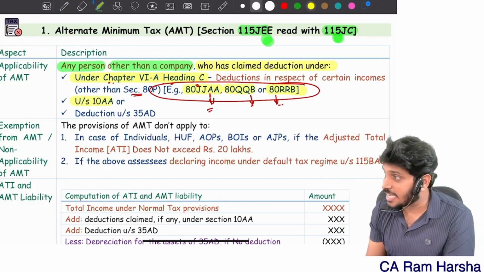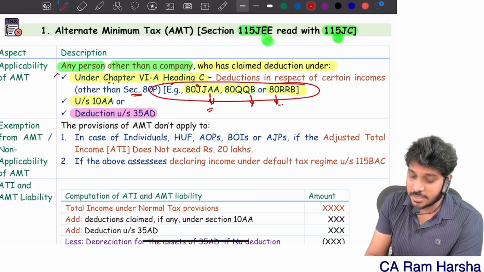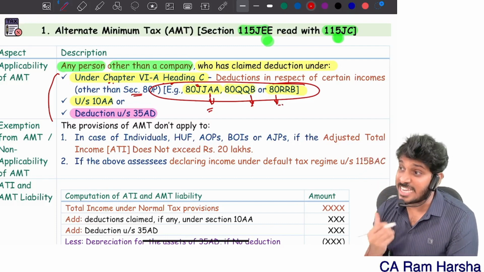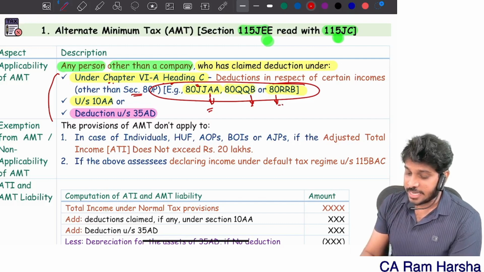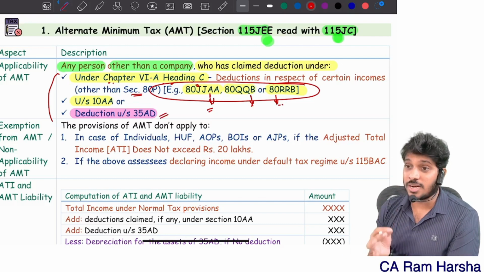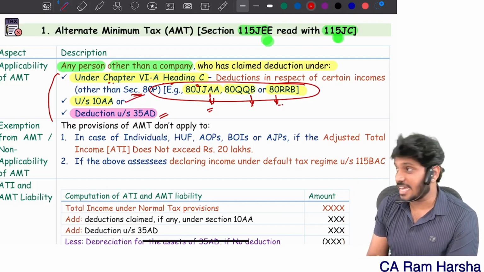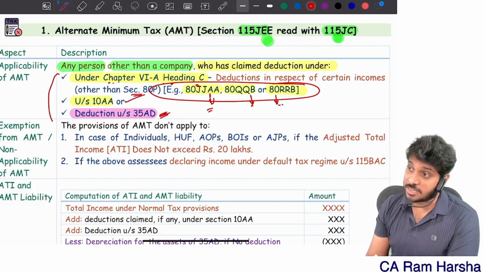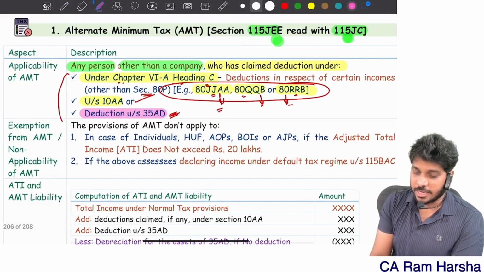So if the SSC is claiming deduction under these 3 sections of Chapter 6A, or under 10AA, or under 35AD, income based deductions, not all deductions, interest on savings deposit is not covered here by the way. These are all deductions given based on some business specialty. If the SSC is claiming deduction under 10AA, or specified business capital expenditure under 35AD, or additional employee cost 30% deduction, QQB, RRB, royalty related deduction, then AMT provisions will apply.